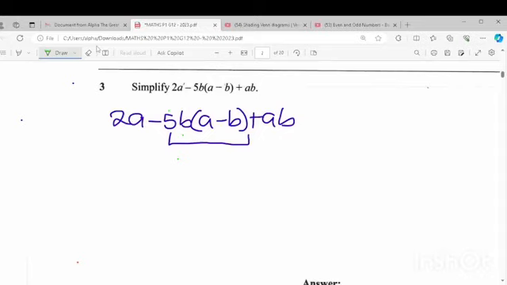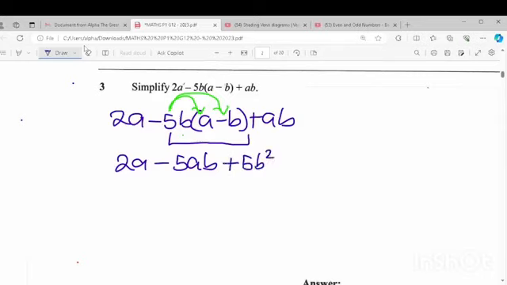We are going to open the brackets by multiplying this outside term by everything that is in the brackets. So we are going to have 2a, then negative 5b times a gives negative 5ab. Take note, I'm saying negative 5b, I'm multiplying together with the sign. Again, negative 5b times negative b is positive 5b squared, then plus ab, this one here.